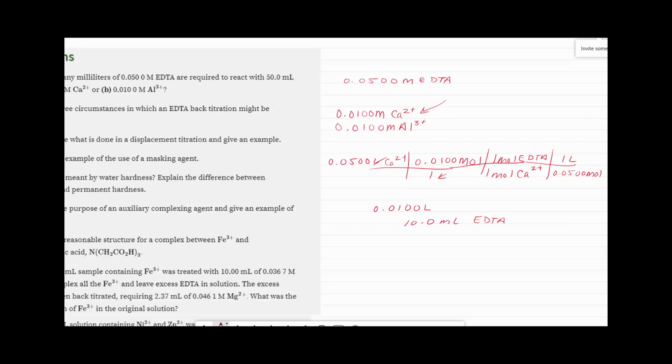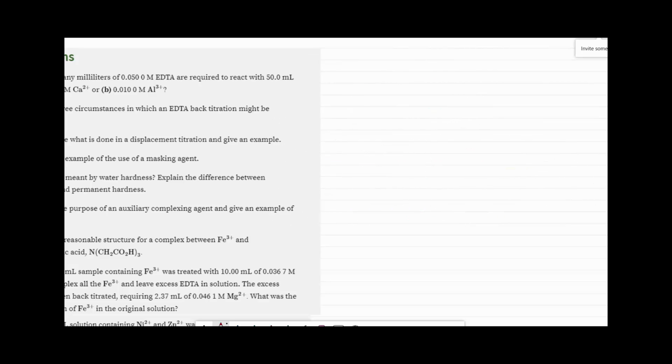Now, because the molarity is the same and we're using the same volume of initial aliquot, we would have the same number of moles of aluminum as we would moles of calcium, so we need the same amount of EDTA, because EDTA reacts 1-to-1 with any of our metal cations.